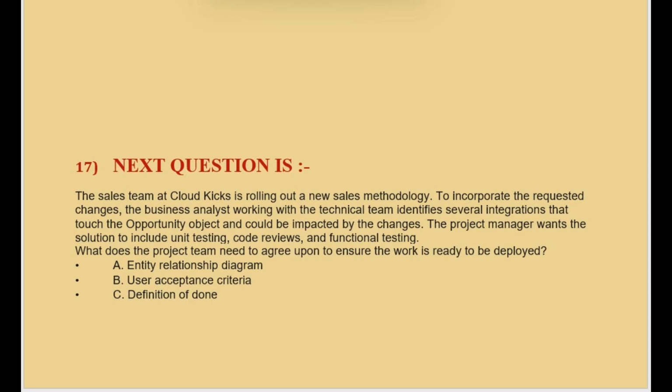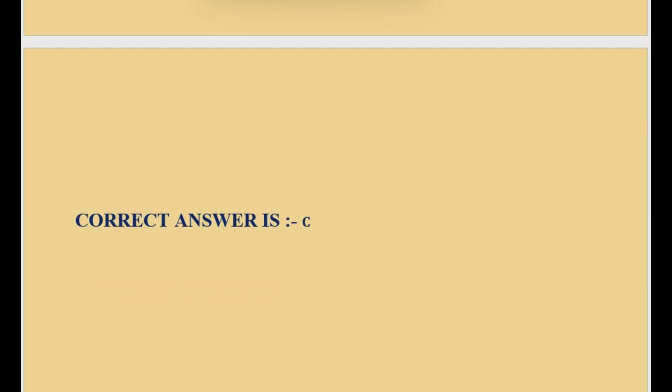Option A. Entity relationship diagram. Option B. User acceptance criteria. Option C. Definition of done. Correct answer is option C.